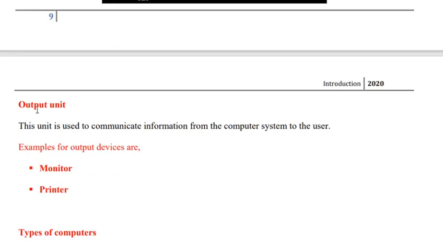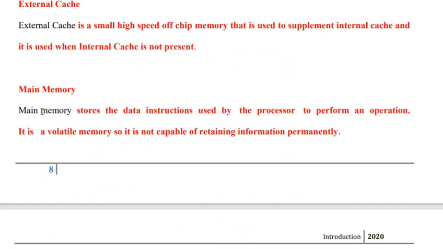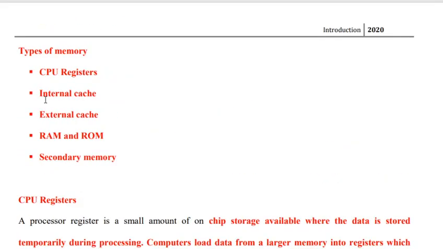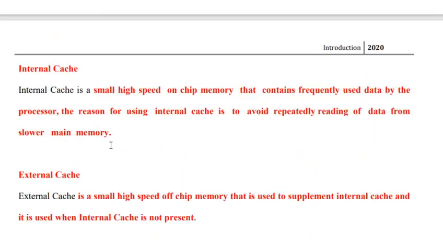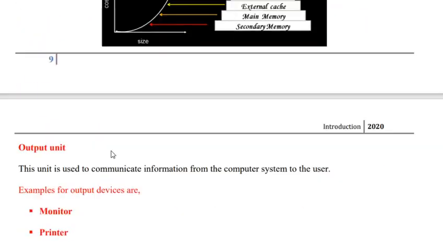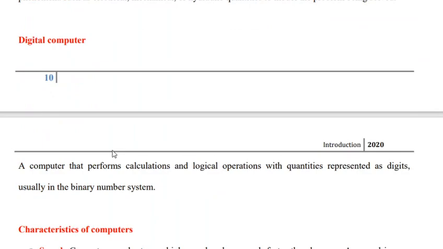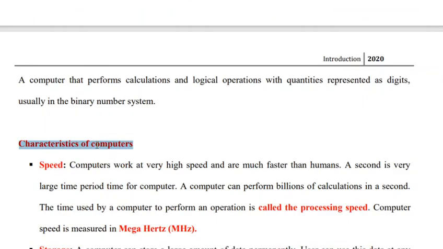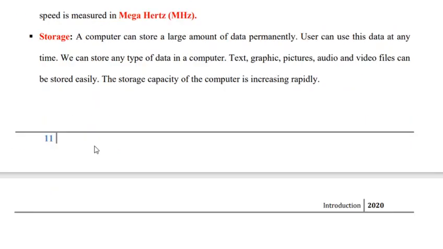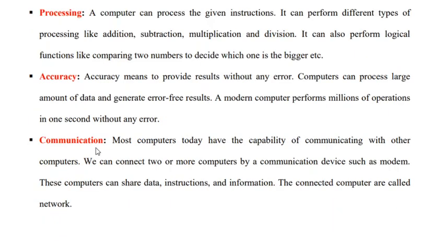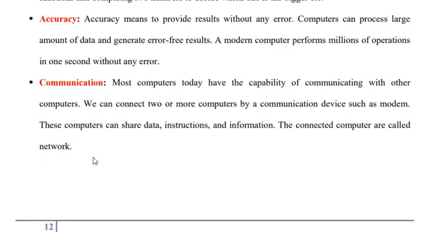And we have also discussed different types of memory, which include CPU registers, internal cache, external cache, RAM, ROM, and secondary memory. We have also seen a cost versus size and cost versus speed representation of different types of memory. Then we discussed the basic difference between analog and digital computers, and subsequently we discussed the characteristics of a computer, highlighting speed, storage, processing, accuracy, and communication as some of the important aspects.